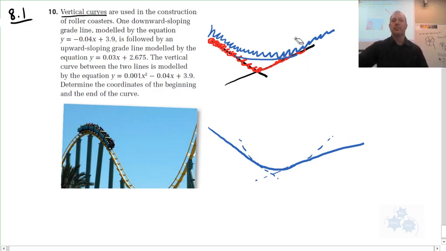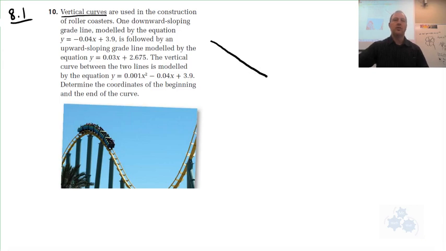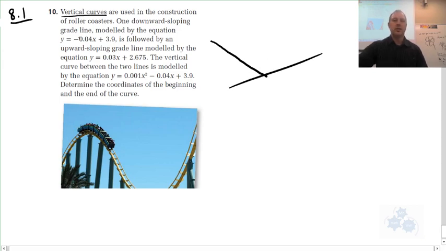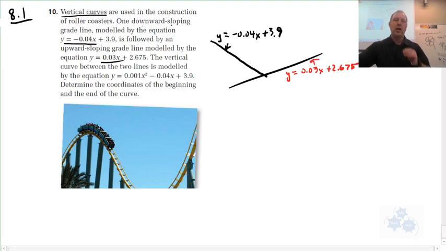So really quickly, I'll go back to my two straight lines here. If I can just erase the red. Oh, couldn't do it. But you're given two lines. It says one downward sloping grade line or section is modeled by this line right here. So we have y equals negative 0.04x plus 3.9 for that slope. Okay. And then another one is this one here, we'll do that in red over here. That's positive 0.03x plus 2.675. Okay, so that's this next line.